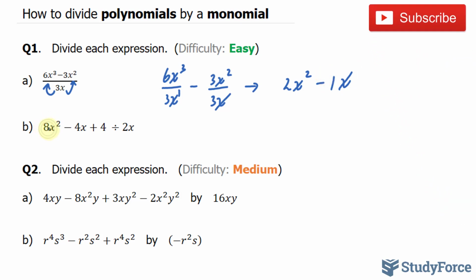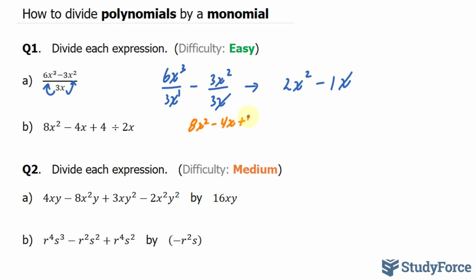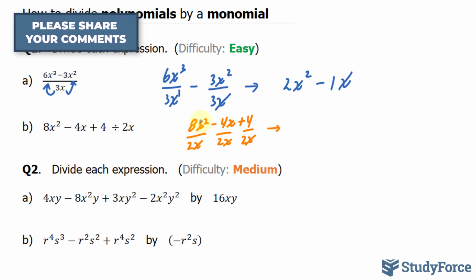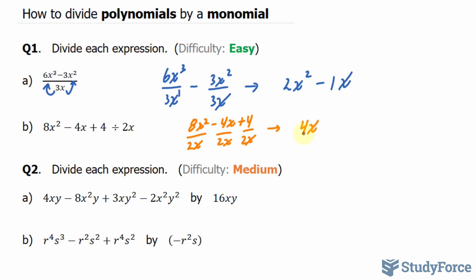Next, we have 8x squared minus 4x plus 4 divided by 2x. Let me rewrite this in a similar way to what was seen in question A. We have 8x squared minus 4x plus 4, and we'll divide each of these terms by 2x, 2x, and 2x. Let's start with the first term. 8 divided by 2 is 4, and x to the power of 2 over x is 4x.